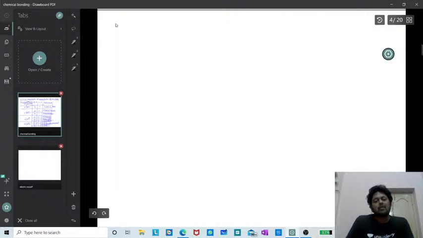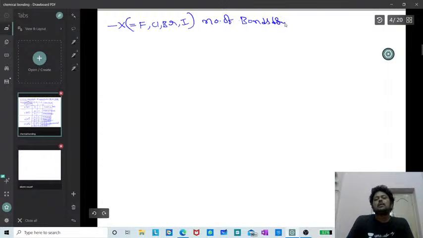For example, a halogen atom X can bond to another atom through one bond only. So for the halogens X, meaning fluorine, chlorine, bromine, iodine, the number of bonds formed with the central atom is equal to 1. Not only the central atom, for all atoms it is equal to 1. Next, for the OH group, the number of bonds formed with the central atom is 1, as it connects with a single bond.